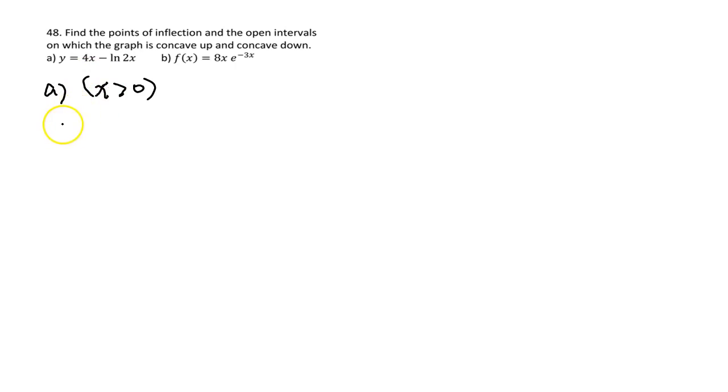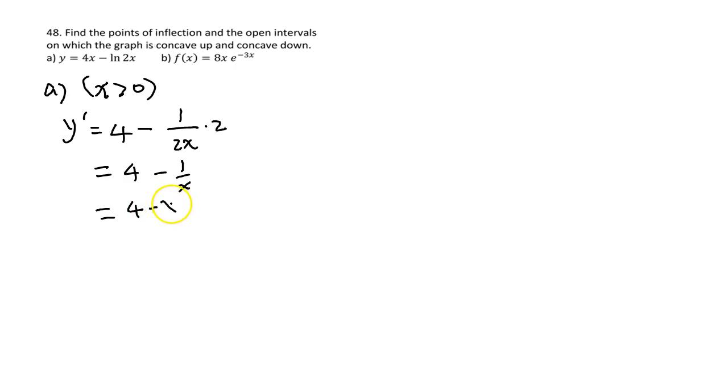Okay. Let's differentiate. 4x differentiates to 4. This requires a chain rule. Log differentiates to 1 over, so it's 1 over 2x. And if you differentiate 2x, you get 2. So you end up with 4 minus, the 2 and 2 cancel, so you get that. Or you can write it as 4x minus 1 over x.